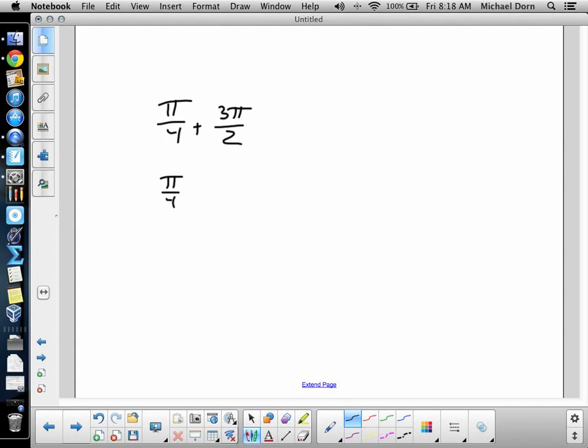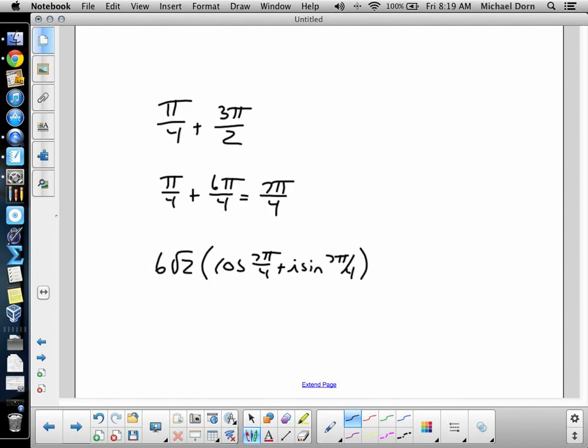That's pi over 4 plus 6 pi over 4 is 7 pi over 4. That's identity. We're multiplying, so we're going to add those, multiply the outside, so that's 6 root 2 on the outside. Cosine 7 pi over 4 plus i sine 7 pi over 4. Cosine of 7 pi over 4 is root 2 over 2. Sine 7 pi over 4 is negative root 2 over 2.